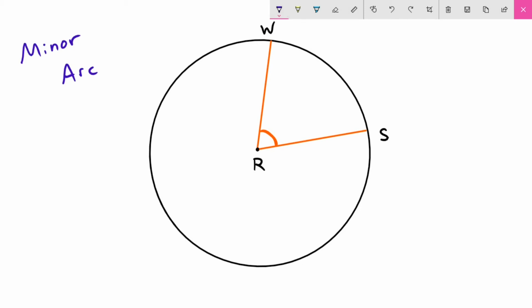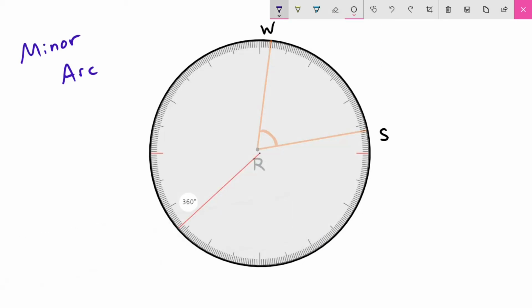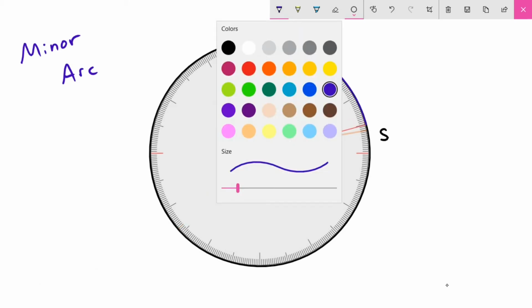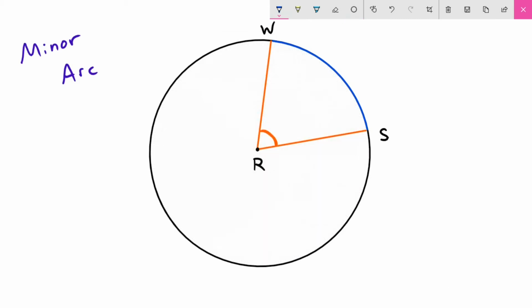So let me show you an example. Bust out the protractor, boom. Watch this, from W to S, oh, you can't even, terrible color. W to S is a minor arc because that arc is less than half of the whole circle. You see that blue right there? That's less than half of the circle, so it is a minor arc.